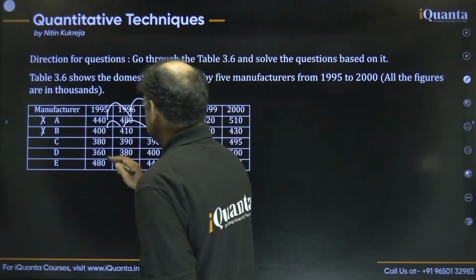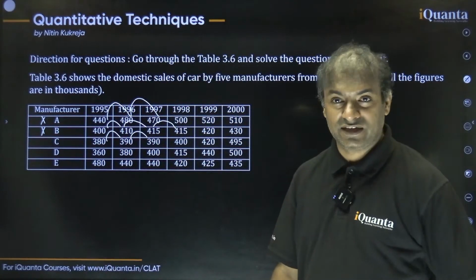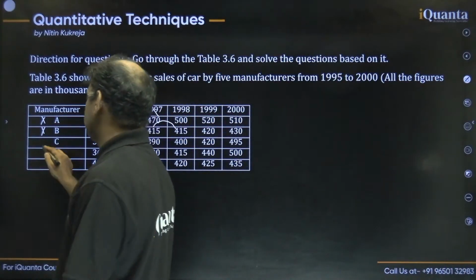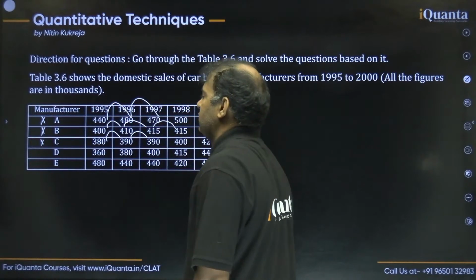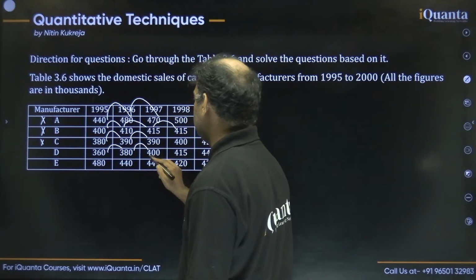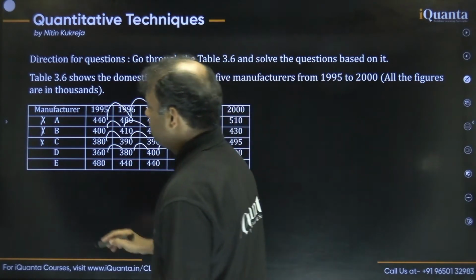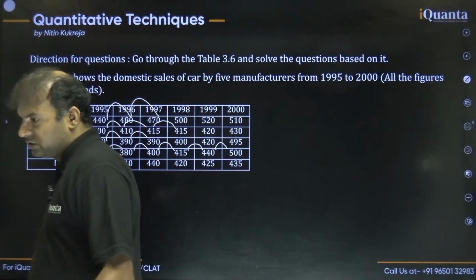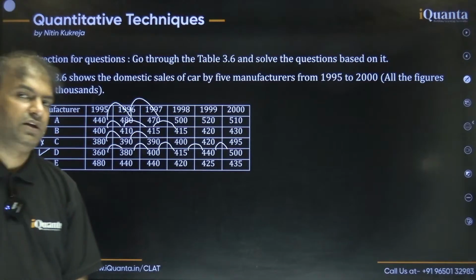Look at manufacturer C, 380 to 390 increase, 390 to 390 again does not increase, right? It has to increase only, no other possibility. So manufacturer C also is not part of the answer, right? Look at manufacturer D now, 360 to 380 increase, 380 to 400 increase, 400 to 415 increase, 440 increase, 500 also increase. So yes, manufacturer D is the one which is increasing consistently in the given period, right?